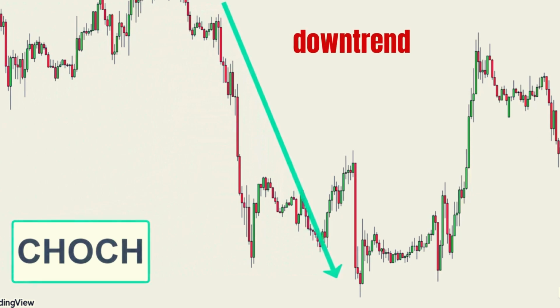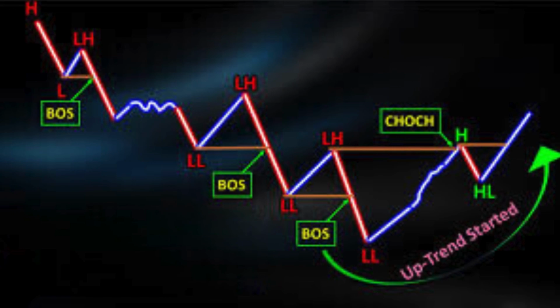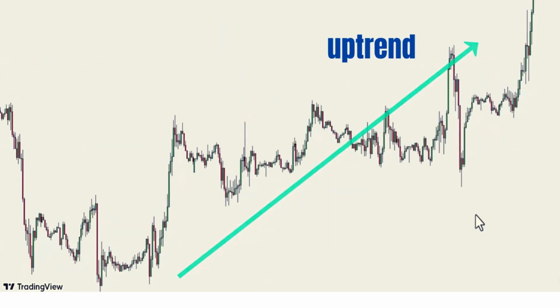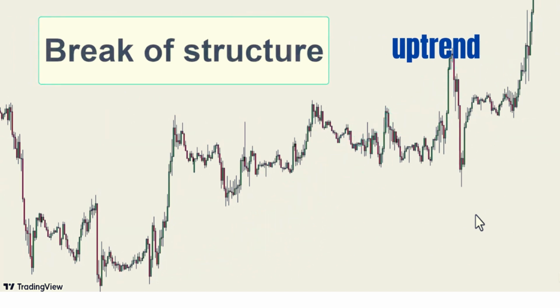This suggests that buyers have taken control of the market, and if the price continues to form new higher highs and higher lows, then we are in a reliable uptrend. The trend has transformed into an uptrend, and we should look for break of structure patterns on the chart, i.e., previous swings and new formations.